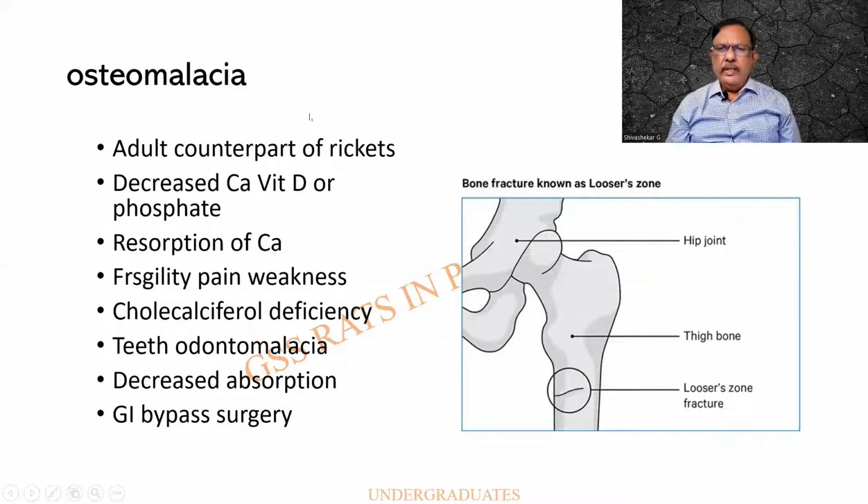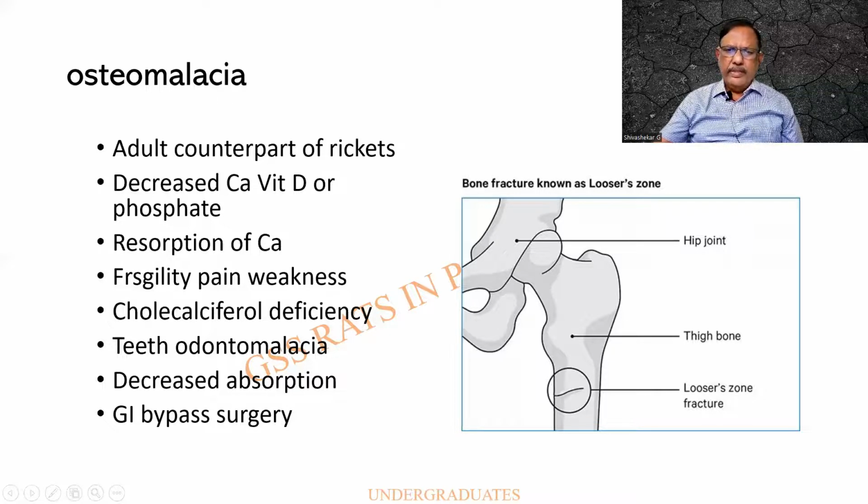Osteomalacia is an adult counterpart of rickets. If you write this one line, you get 1 mark. Decrease in calcium, vitamin D, or phosphate. There is a resorption of calcium. Therefore, the bones become weak, fragile, and there can be Looser's zone, wherein there can be a fracture. Teeth, there can be odontomalacia. Just like osteomalacia in the bone, there can be odontomalacia in the teeth.